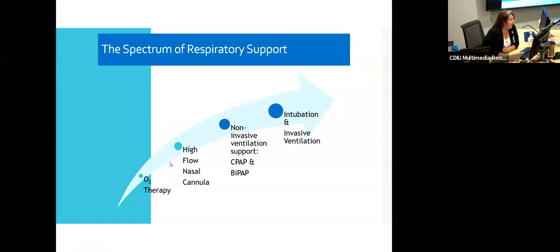So in the spectrum of support for patients, generally we begin with something as simple as O2 therapy, and then conventionally we would move to an intermediate type of support, which might be high-flow nasal cannula. Then we may move along to some type of non-invasive support. And then if we still need more, then we'll move to intubation and advanced types of therapies.